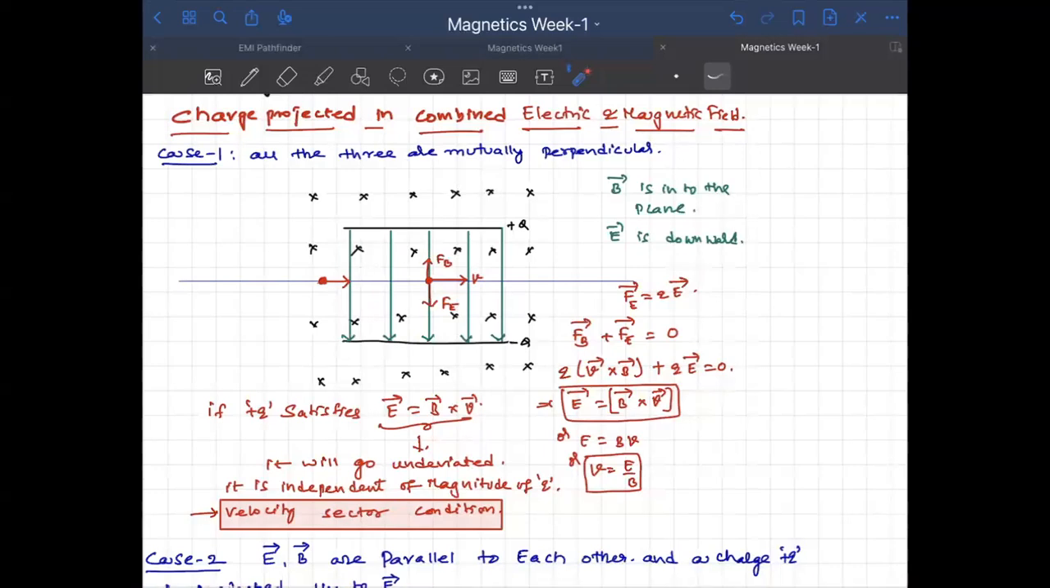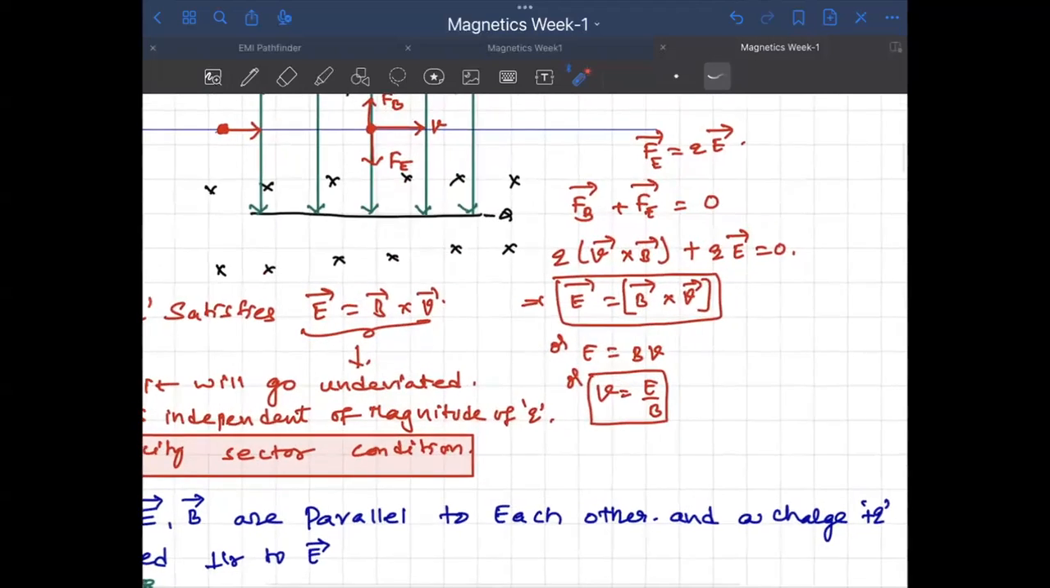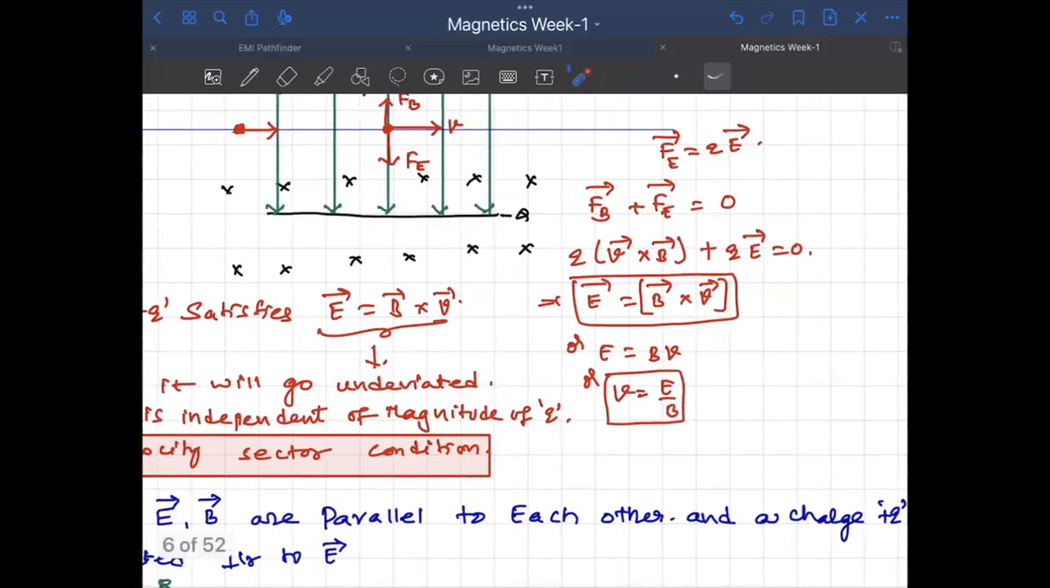And in this case, both are available simultaneously, so that the net force is 0. As if there is nothing, it goes in a straight line path like this. So here you can see net force is 0. In fact, q(V bar cross B bar) plus qE bar is 0. That you can modify as E bar is equal to B bar cross V bar. If this condition is satisfied both by magnitude and direction, you will have this. Undoubtedly, B, V, E are mutually perpendicular.